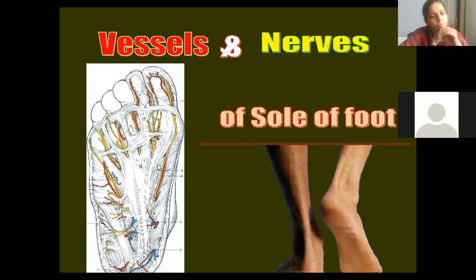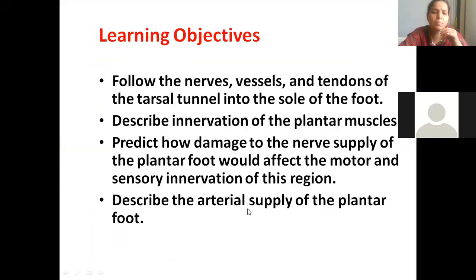Flexor digitorum brevis, abductor hallucis, and abductor digiti minimi. Okay. So all four layers are very important, beta. Anyhow, I will repeat once again.